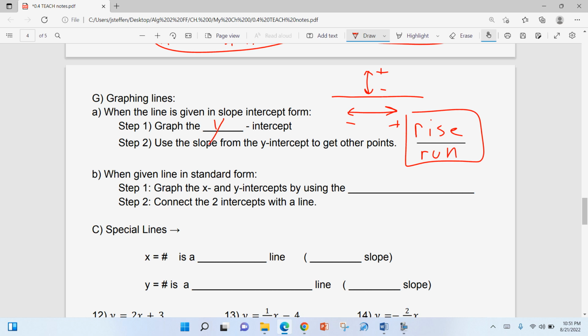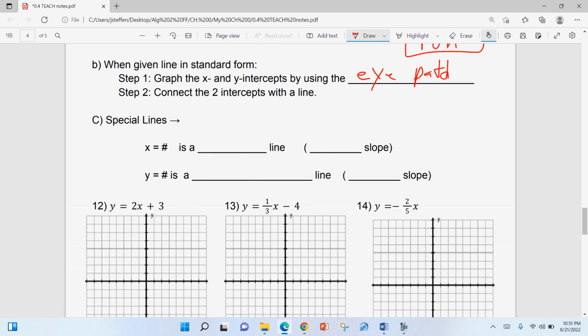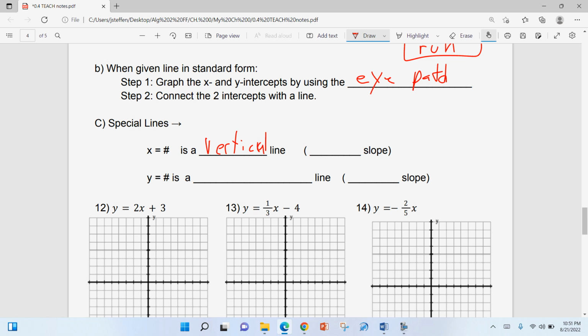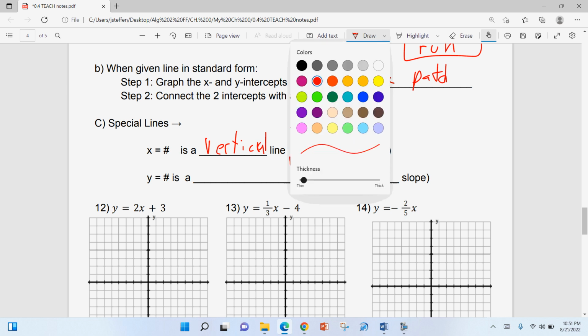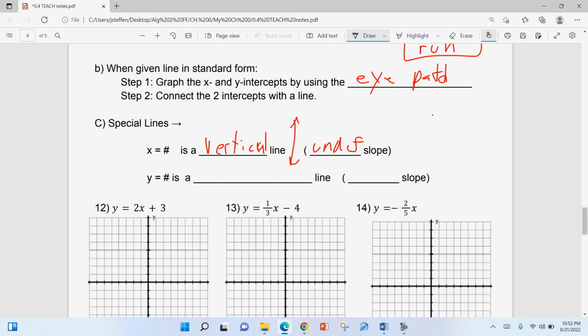If it's in standard form, graph the x and y intercepts by using that eye patch method we've talked about, and then connect those 2 points. And then the special lines. If you get x is equal to a number, that is a vertical line, so it's straight up and down, and the slope is undefined. If y is equal to a number, that's the opposite. That is a horizontal line, so that's just going left and right, and that is a zero slope.